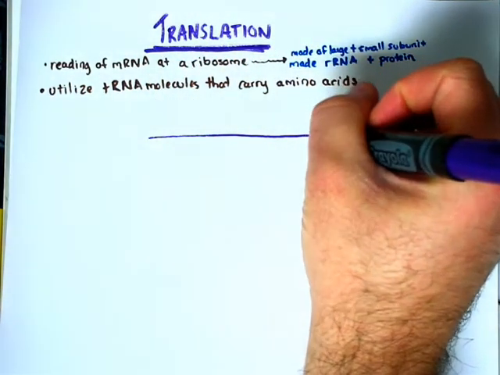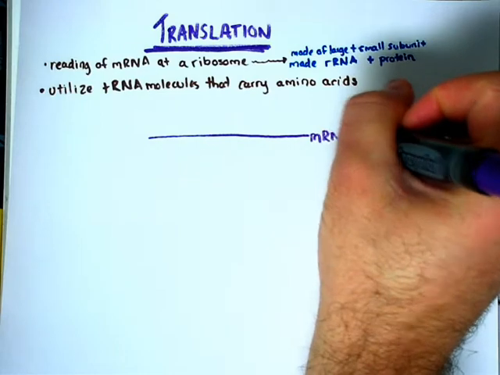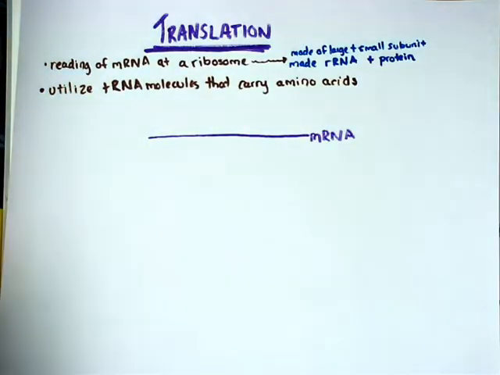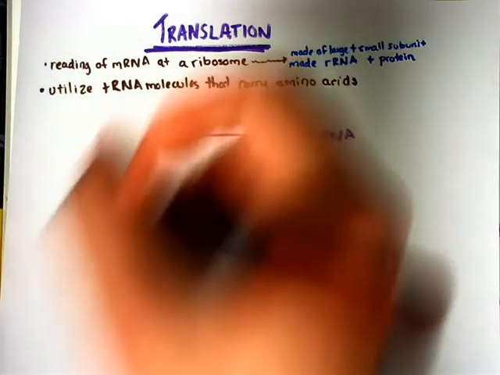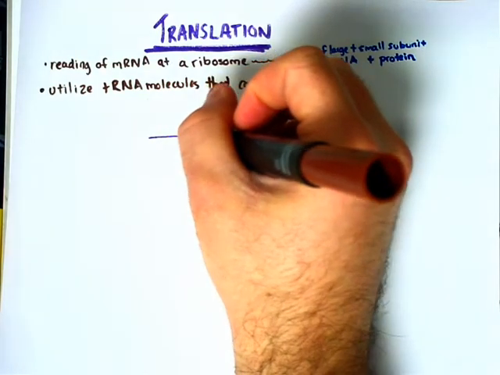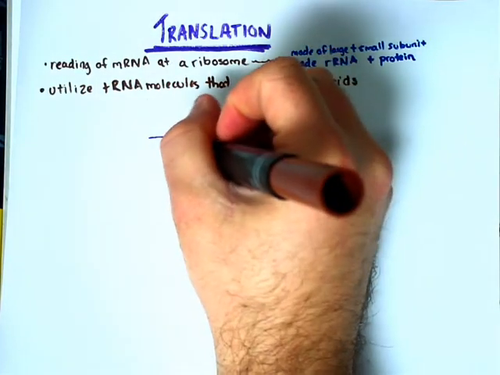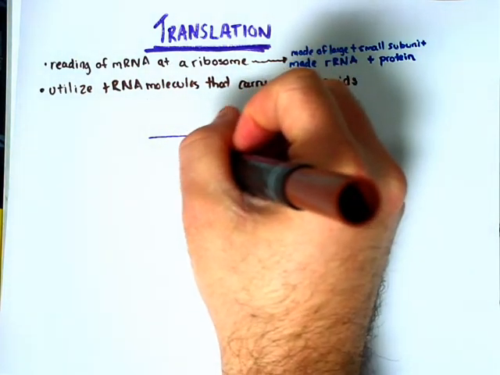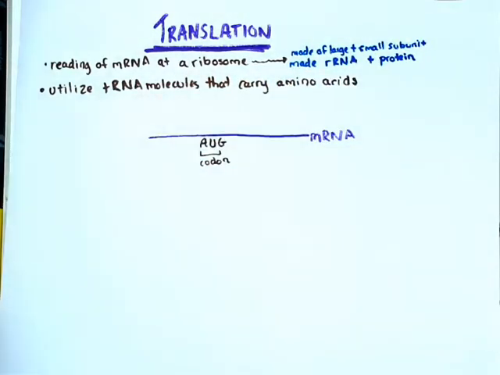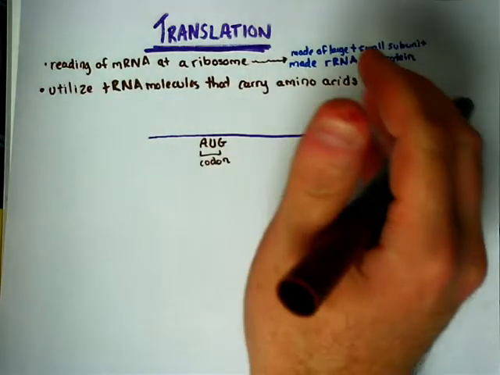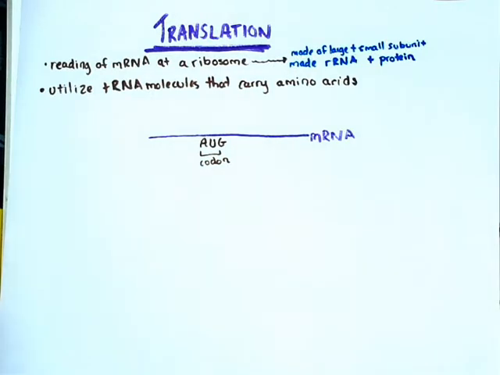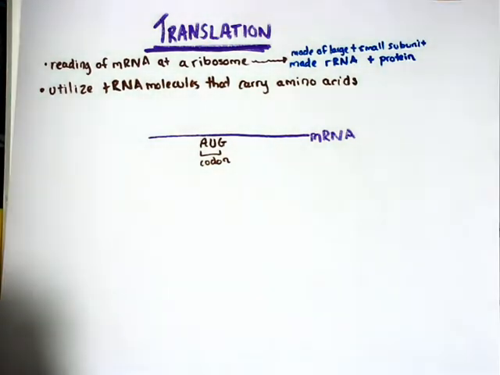let's draw just a little piece of mRNA. And let's point to a specific codon on that mRNA. Let's point to a codon that was reading AUG. So this right here is a codon. Codons are always on the mRNA. Remember, this mRNA was derived from DNA through transcription, possibly processed if this was a eukaryotic cell.